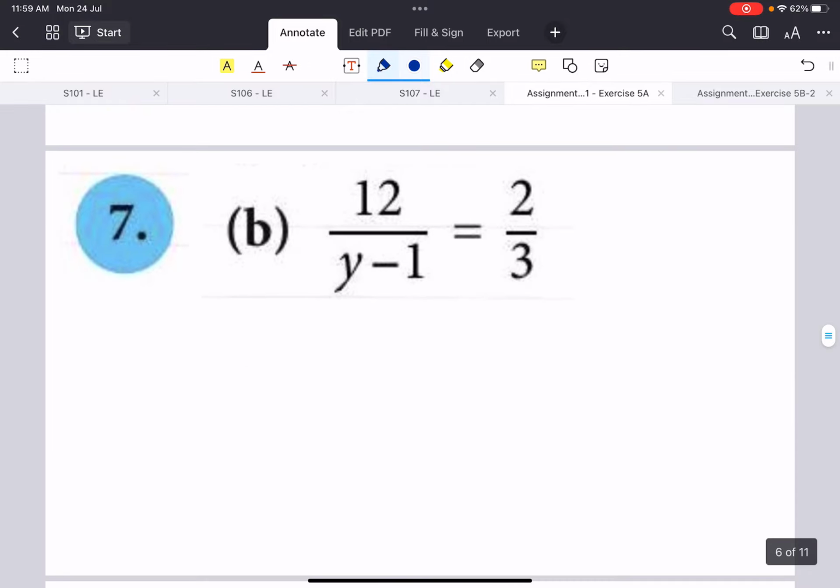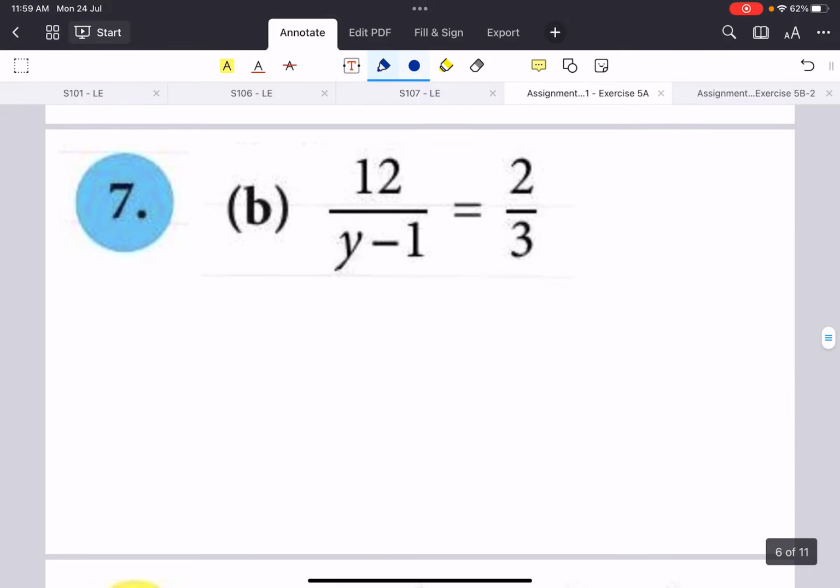Moving on. We have this situation. Well, when we have a fraction equals another fraction, we can use the technique known as cross multiplication. So when I cross multiply, in this case, we have 3 times 12 gives us 36 equals 2 times (y minus 1), right? So this gives us 36 equals 2y minus 2.